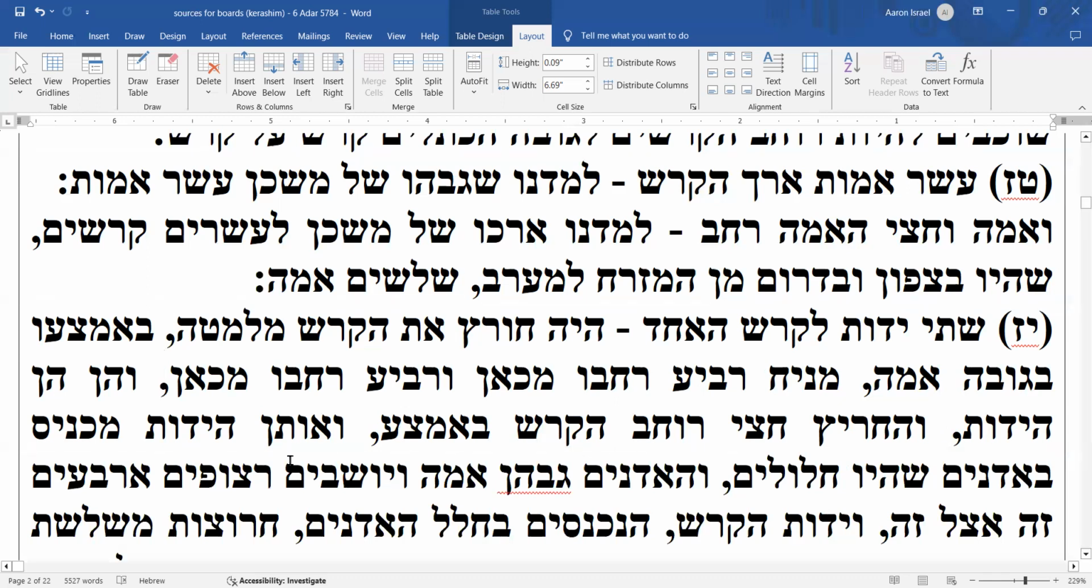And these yadot had to be entered into the adanim, which were hollow, into a hollow space in the adanim that was specifically designed to hold the yadot. The adanim gavan amma, the yoshvim mitzupim arbaim ze'etzel zeh. The adanim were 1 amma tall, and they sat next to each other.